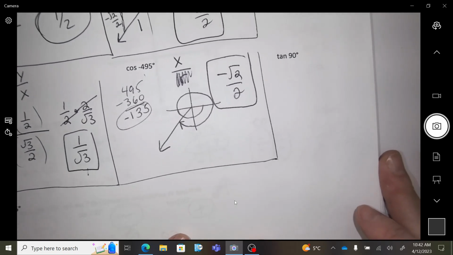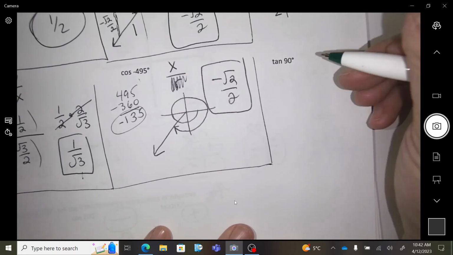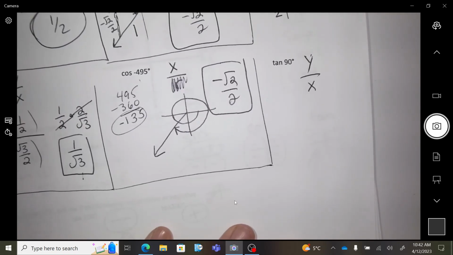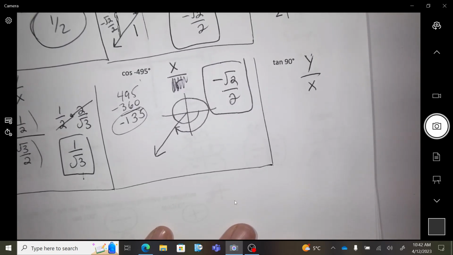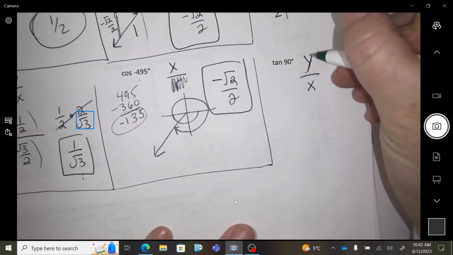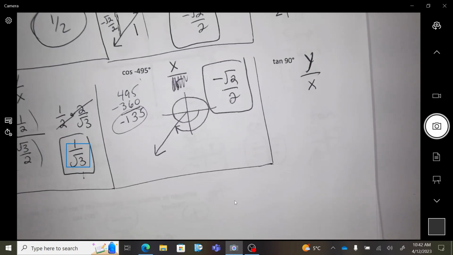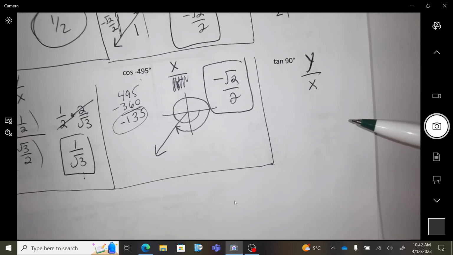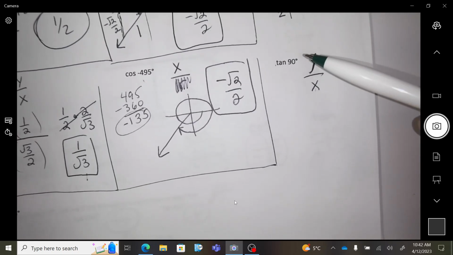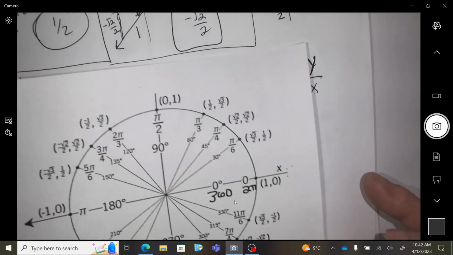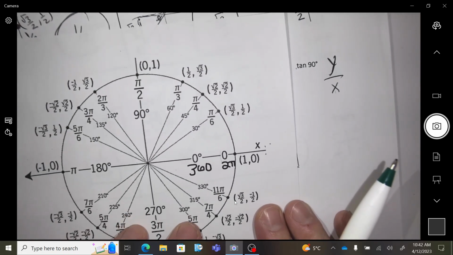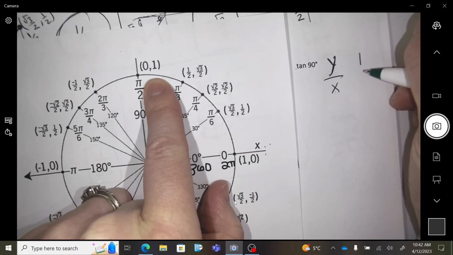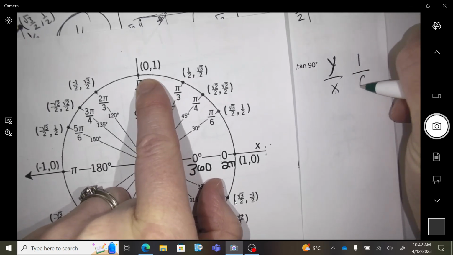Okay, tan of 90 degrees. Thank you, excellent. Like I told you before, you can be using SOHCAHTOA, but more and more as you get into grade 12, probably the x, y, r's is going to be easier. So I need to look at 90 degrees. I'm looking at my circle. What is the y number at 90 degrees? 1 divided by the x number, 0.